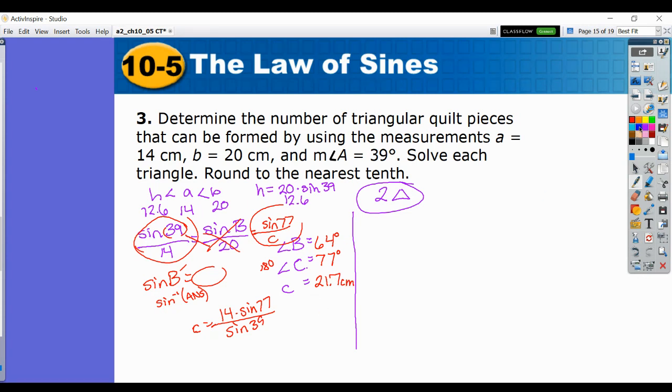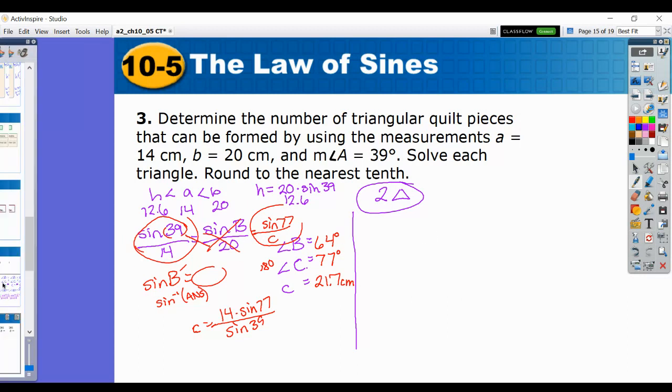All right, now what in the world, why is there a second triangle? Well, the good news is, if nothing else, you should be able to solve this one because it's exactly the same as every other problem. The thing where people run into trouble is they forget to check for that second triangle. It only happens in the side-side-angle case where h is less than a is less than b.